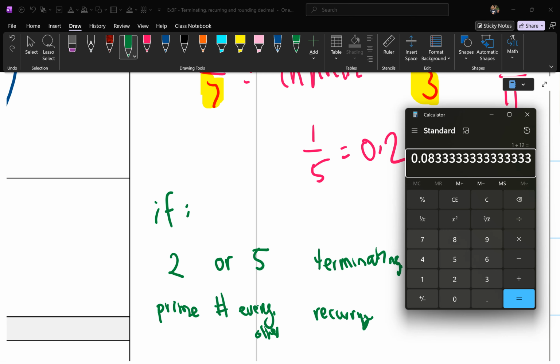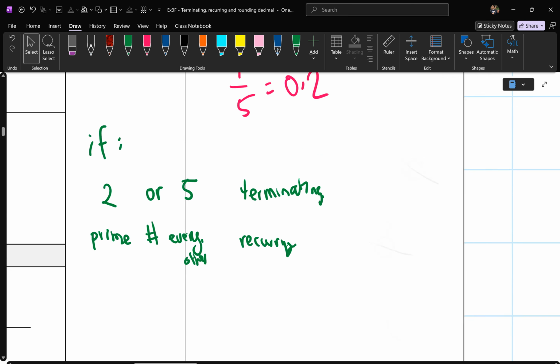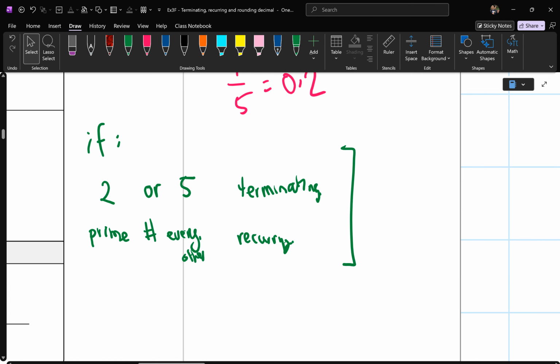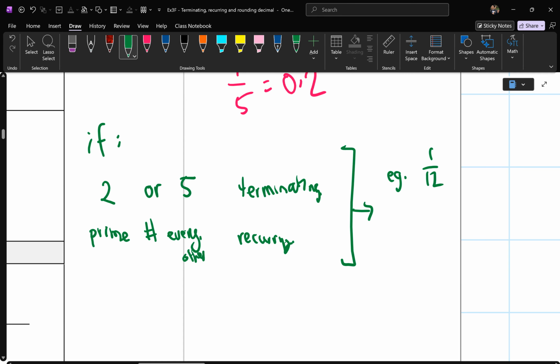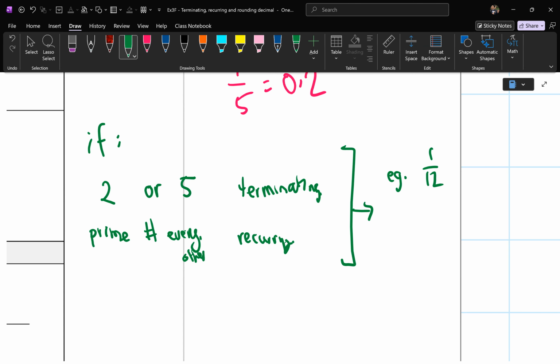So you're looking for the prime factors. If it's prime factors of 2 or prime factors of 5, then it works. Okay? So here's an example for those who don't understand what I'm saying. 1 over 12. See, 12 is not a prime number. But if you break the 12, that's 1 over 3 times 4.